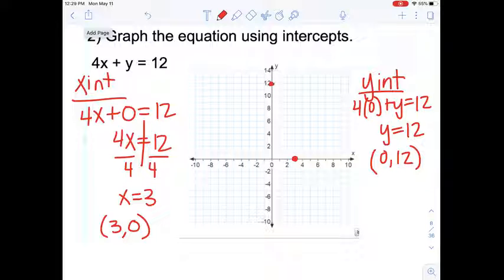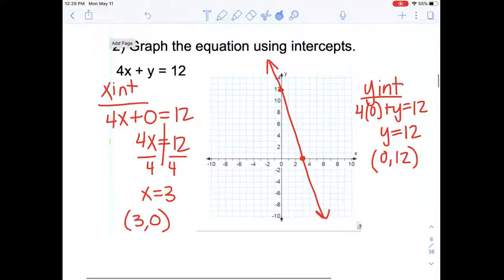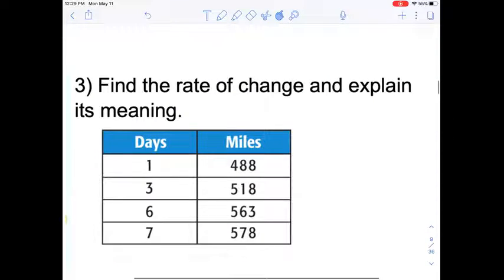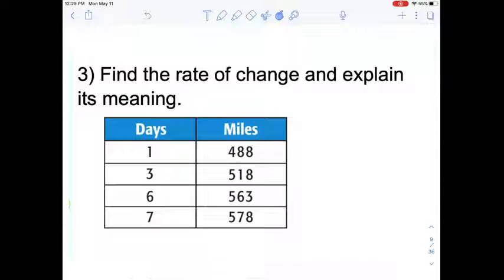I'm going to plot both these points. So for my x-intercept, we go over 3, up 0. For my y-intercept, we go over 0, up 12. And then we can connect these, and there is our graph of the equation.